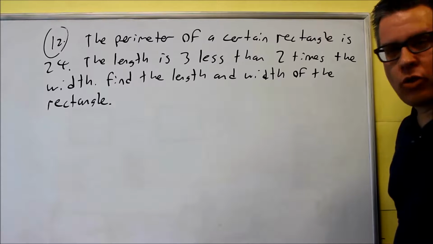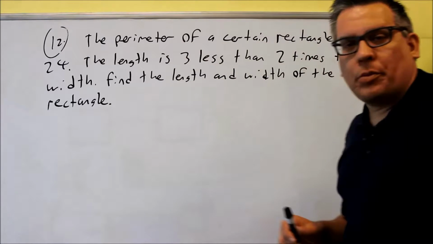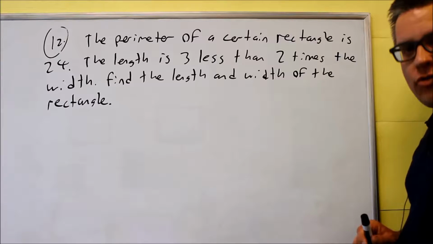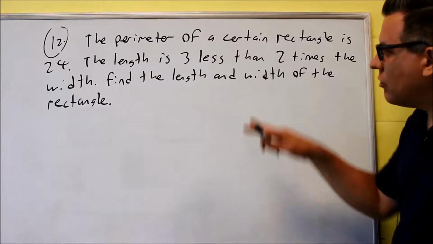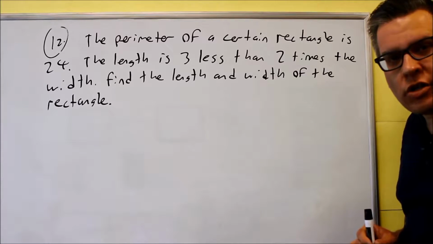Number 12, we're back to a word problem again. It says the perimeter of a certain rectangle is 24. Length is 3 less than 2 times the width. Find the length and width of the rectangle.